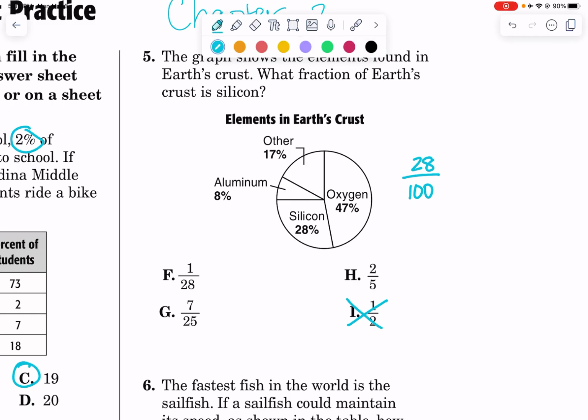But I was thinking 4, okay, because I know 28 can be divided by 4. And 100, I'm pretty sure in the last problem we just did, 25 times 4 is 100. So let's divide the top and bottom by 4. Okay, 28 divided by 4 is 7, and 100 divided by 4 is 25. 7/25. Oop, there it is. G.